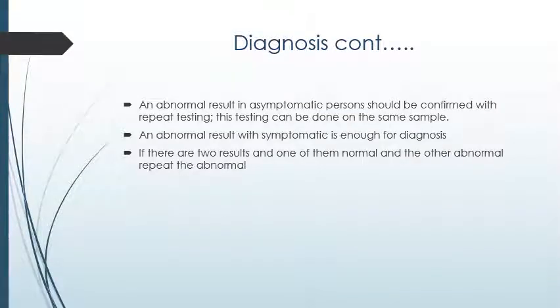An abnormal result in a symptomatic person should be confirmed with repeating testing. Patient with abnormal result and symptomatic, it's enough for diagnosis. If there are two results, one of them normal and the other abnormal, remember, repeat the abnormal one.